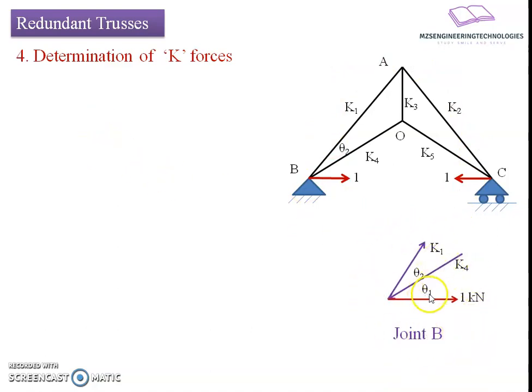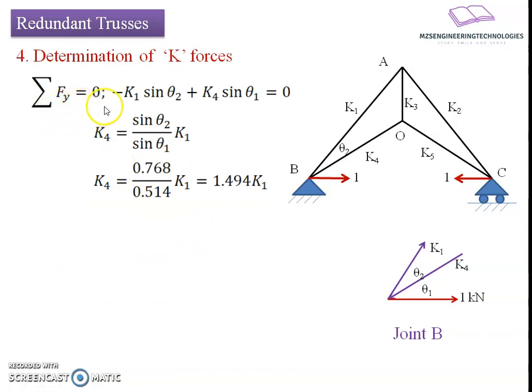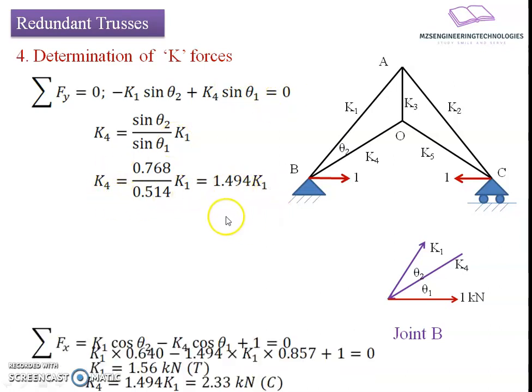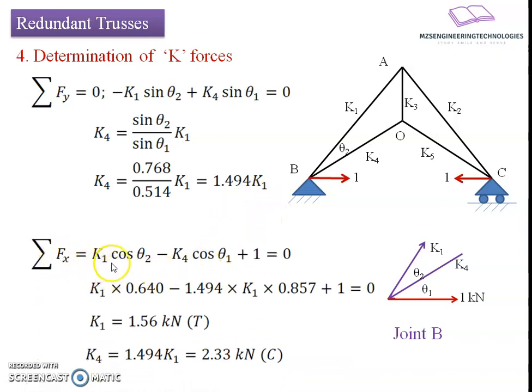Again, joint B, if we analyze, we have forces here, K1, K3, K4 and 1 kilonewton. If I put summation of Fy equals to 0, we get a relation minus K1 sin theta plus K4 sin theta 1 equals to 0, resulting into value of K4 equals to 1.494 times K1. And if we go with the horizontal direction, we get a relation K1 cos theta minus K4 cos theta 1 plus 1 equals to 0, resulting into value of K1 as 1.56 kilonewton tensile in nature. Back substitution gives K4 as 2.33 kilonewton compressive in nature.